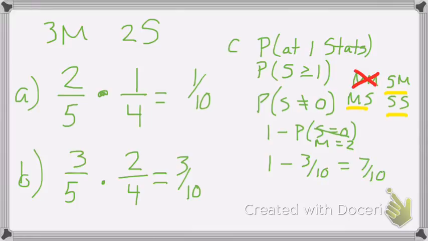Once again, you could find this probability by finding the 3 underlined ones in yellow and adding them all up, but it's a lot better to do it this way because as your sample space gets larger, that's a much more efficient way to solve the problem.